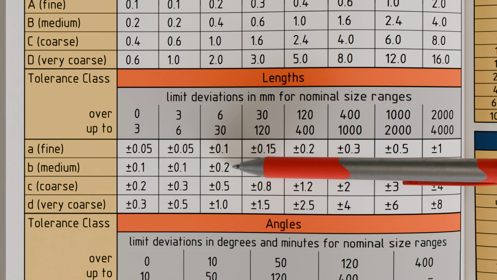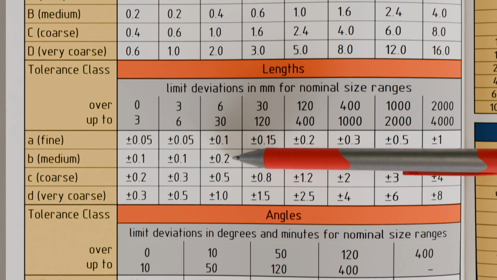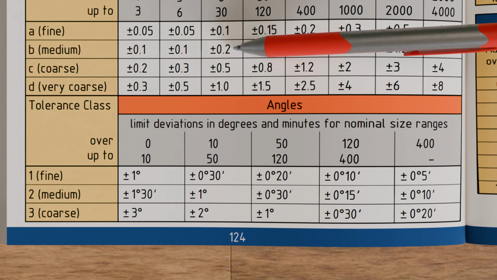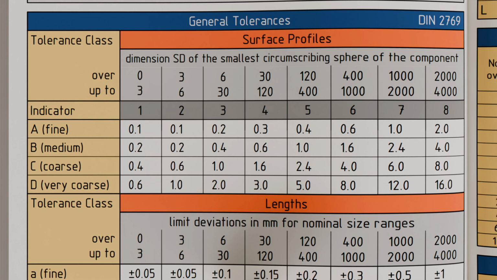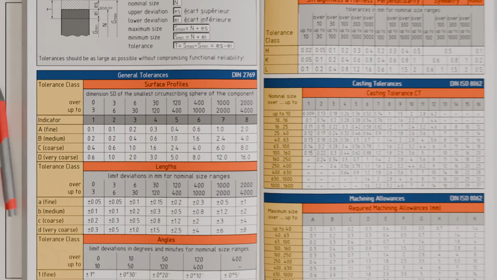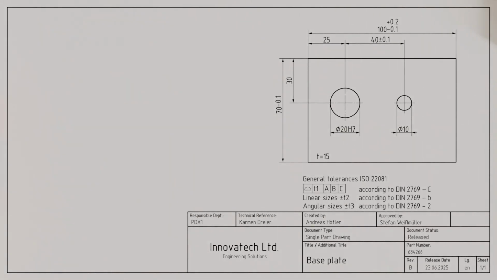It should be noted that general tolerances exist not only for linear dimensions, that is for length measurements, but also for angular dimensions and for the form and position of geometries. However, we will not go into these in detail in this video. In addition to the direct specification of dimensions and general tolerances, there is another method of tolerancing. This is demonstrated by the hole diameter of 20 mm with the tolerance designation H7.